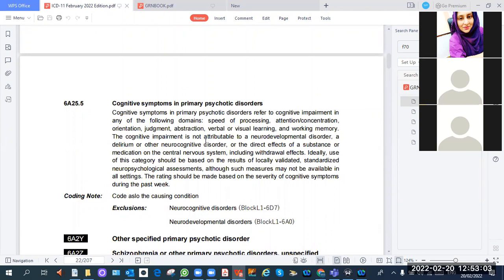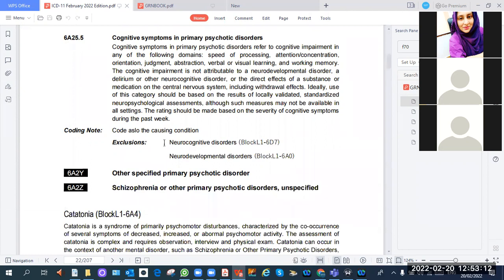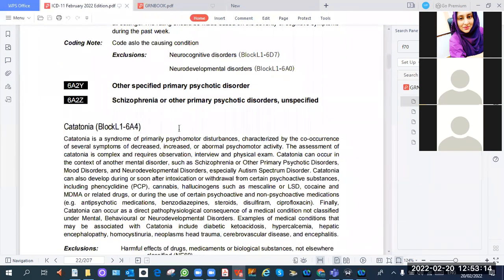Cognitive symptoms, you can use the coding now. Before that, you would just say that there are depressive symptoms, but there were no codes. Now there are codes as well. And then unspecified.